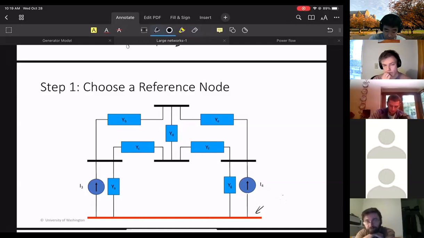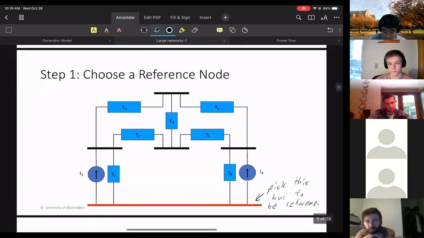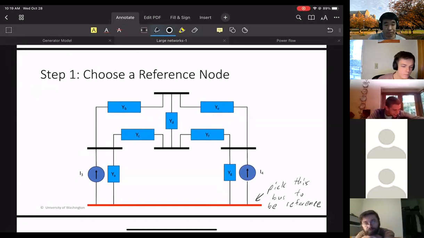So we'll pick this bus to be the reference. It doesn't matter which bus you pick, we'll pick this bus. So this is something we'll do: pick a reference bus.